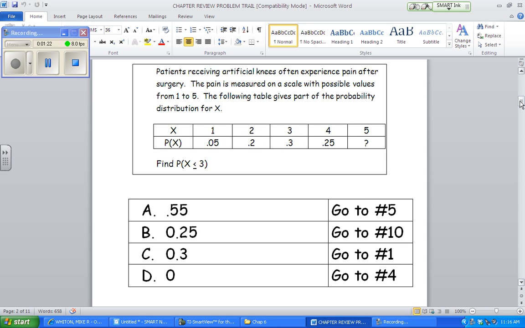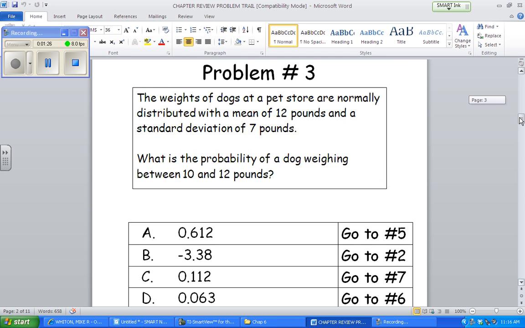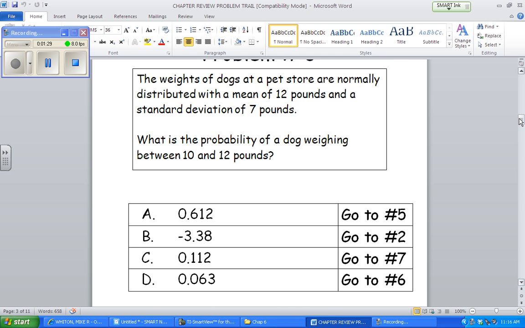Okay, so let's move on to number 3. Number 3, weights of a dog at a pet store. Here's the key here, normal distribution. Okay, that's going back, we did in chapter 2, I think it was. But it's still one of the continuous distributions, so it's a big one for us. They give us a mean, they give us a standard deviation.